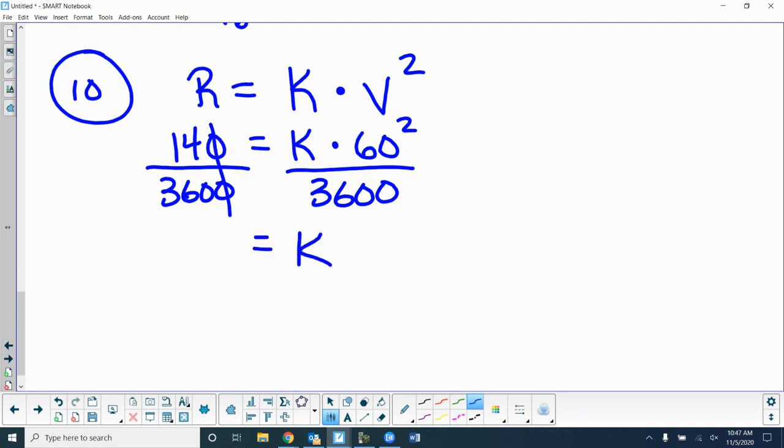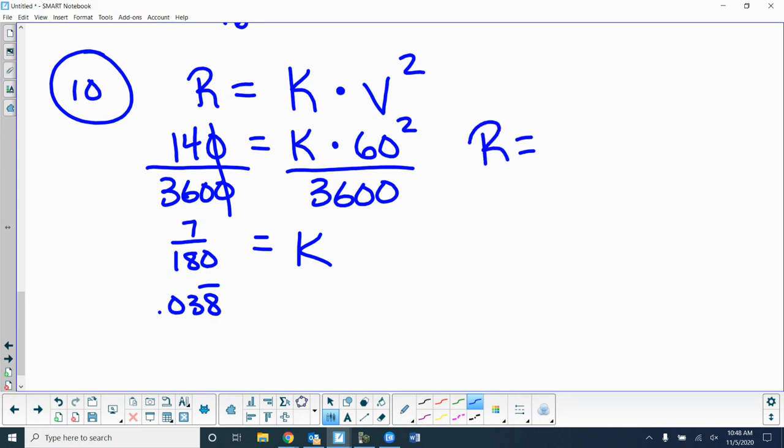The zeros cancel. 7/180 is the fraction. The decimal is 0.038, repeating, either one you can use. So then it says, how far can they jump going 65 miles per hour? So what's the range then?